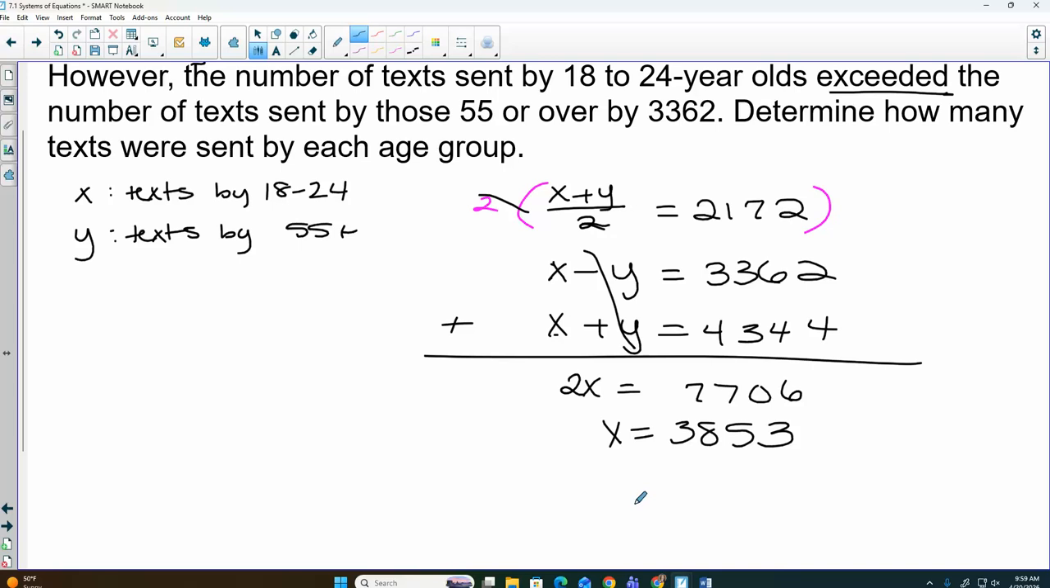Okay, once we have x, we can plug it back into either of them to find y. And so if I just did it in the first one, now add up my y and subtract, so we get y equals 491.